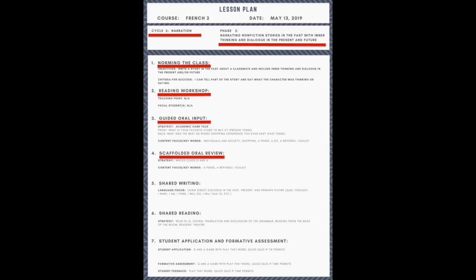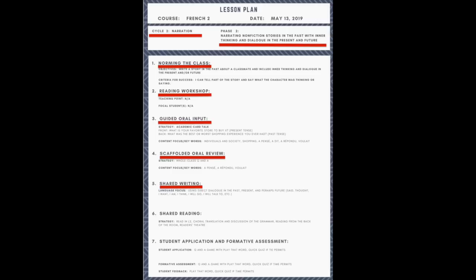In the shared writing part, this is where we usually do write and discuss, but there's lots of other things that you can do for shared writing. And sometimes you can actually take the write and discuss and angle it to work on a certain language skill. So you'll see here that the language skill that we're working on is putting the narration in the past, but present tense thinking and talking on the part of the character.